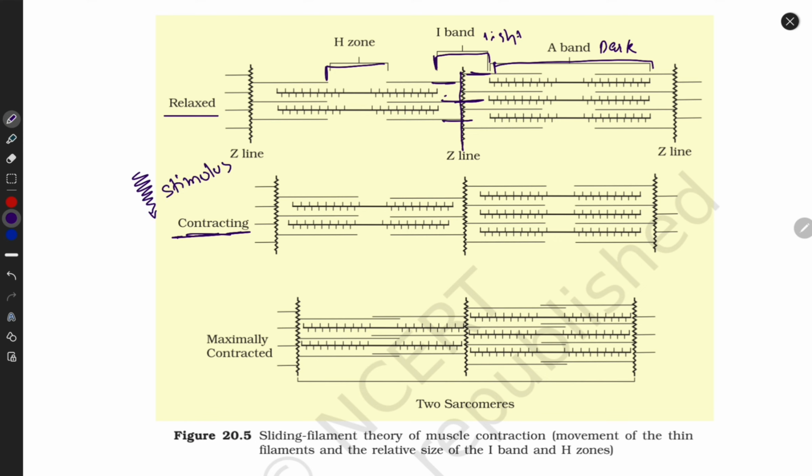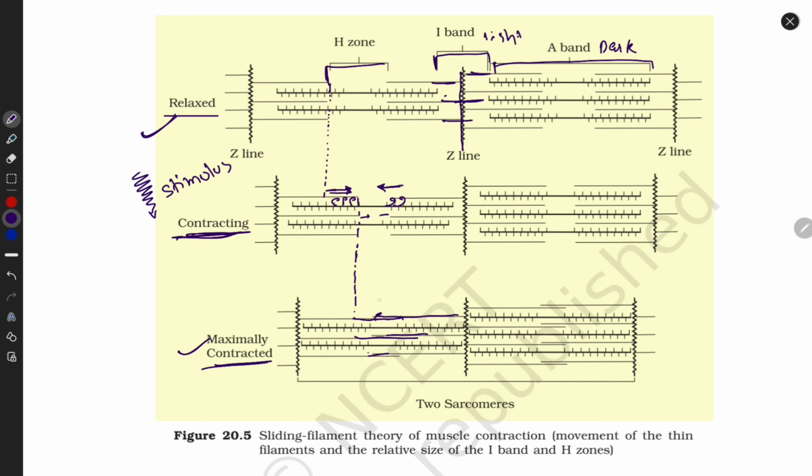then the muscle starts contracting. So the actin filament moves forward. Why? How? Because the myosin head pushes forward in this direction. Look at here. The previous location of actin is this, and now they move forward, towards the center. This is the maximum contracted stage, and this is the contracting stage, and this is the relaxed stage.